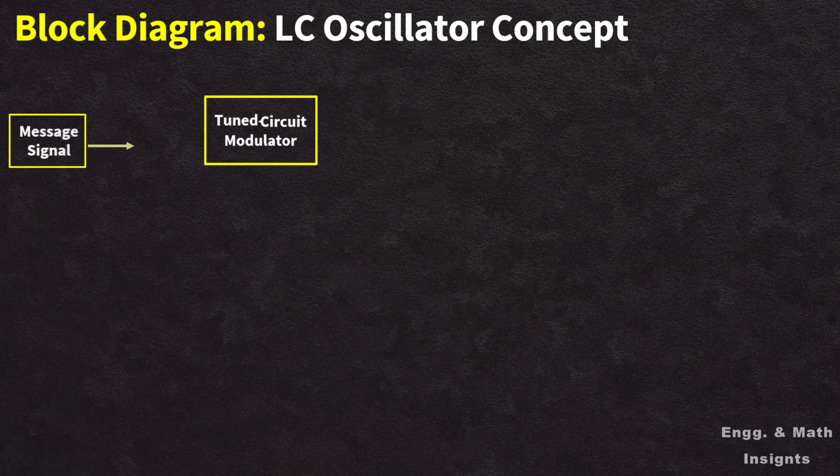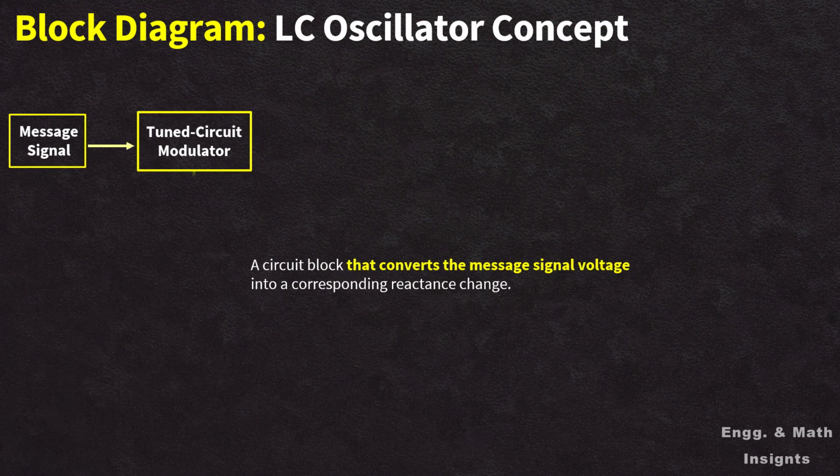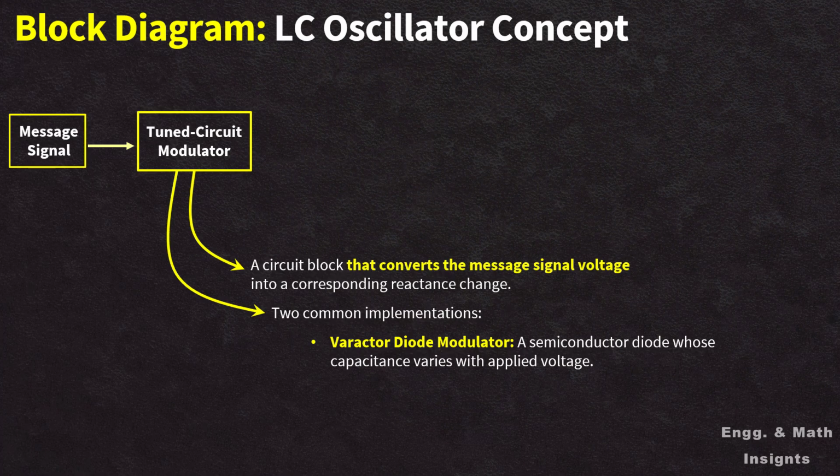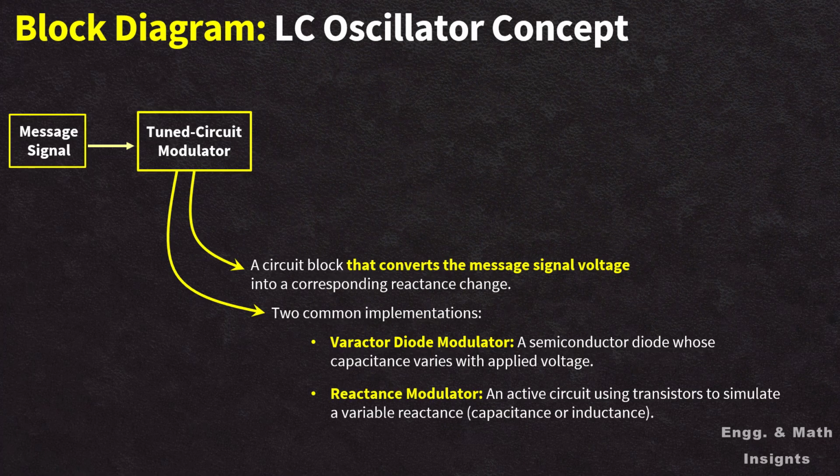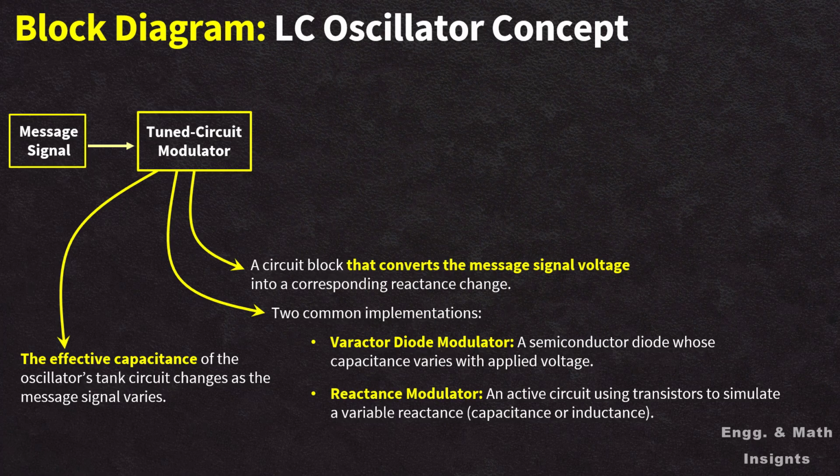Next is the tuned circuit modulator. The message signal is applied to the tuned circuit modulator, which converts the instantaneous voltage of the input into a corresponding reactance change. This modulator can be implemented using a varactor diode whose junction capacitance varies with the applied voltage, or a reactance modulator which uses an active device such as a transistor to simulate a variable reactance. The changing reactance alters the effective capacitance across the LC tank circuit in step with the message signal.